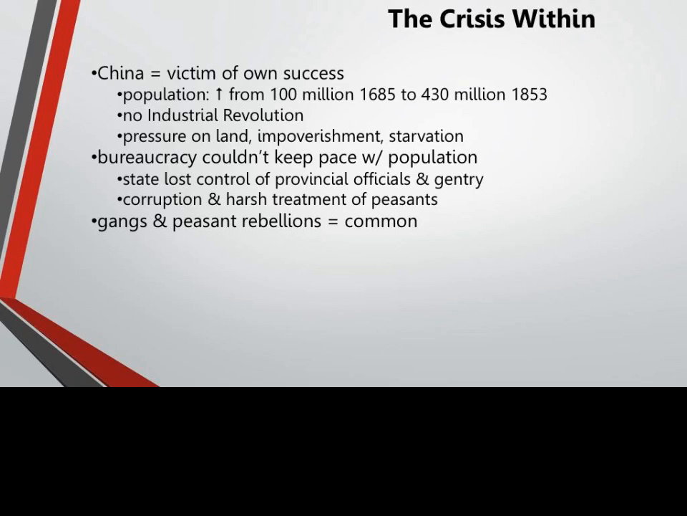The central state slowly lost control of the provincial officials and gentry. The corruption and the harsh treatment of peasants among officials was really a pandemic. And there were a lot of bandit gangs and peasant rebellions that actually became common.